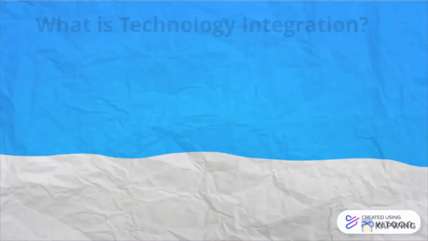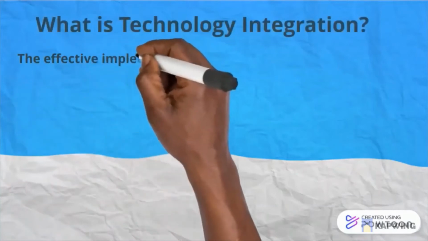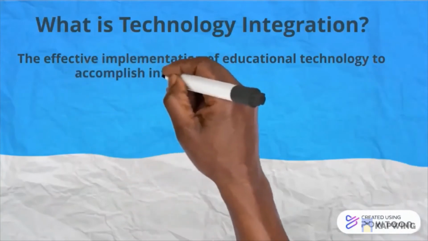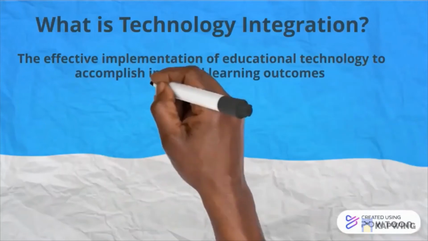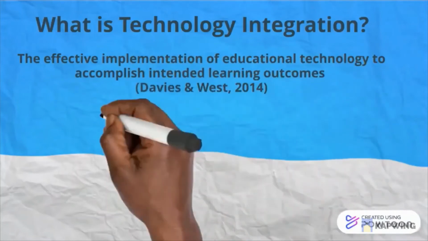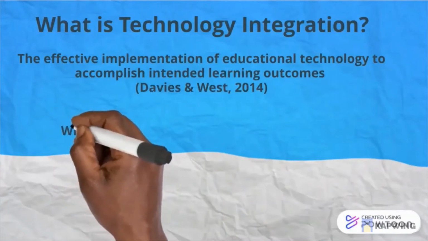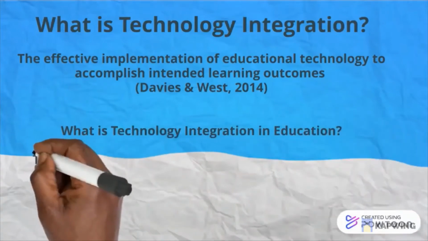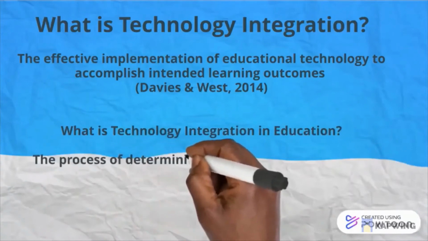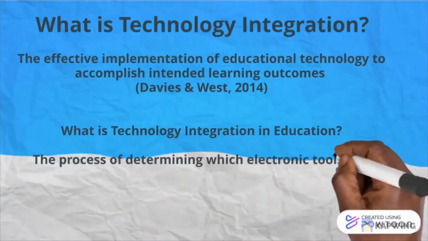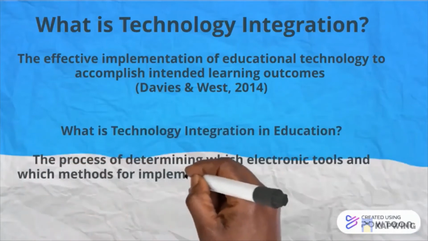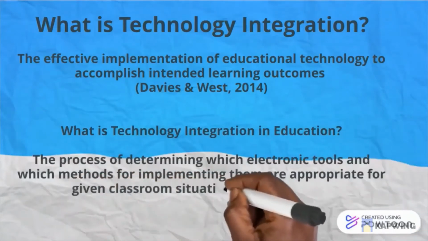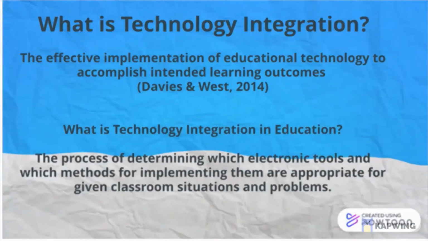What is technology integration? It can be described as the effective implementation of educational technology to accomplish intended learning outcomes. And what is technology integration in education? It is the process of determining which electronic tools and which methods for implementing them are appropriate for given classroom situations and problems.